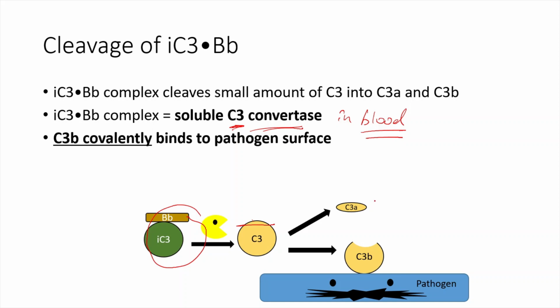C3a, the small piece, increases vasculature permeability. And then you have the bigger piece, C3b, which bonds to the pathogen. It bonds covalently, so it's very tight. It sticks to it.